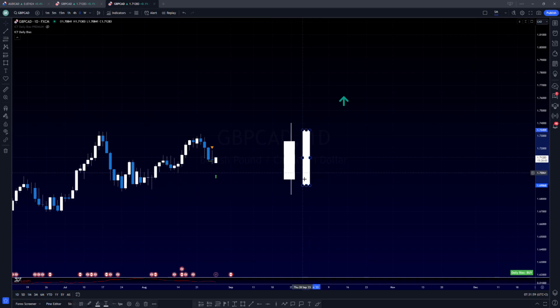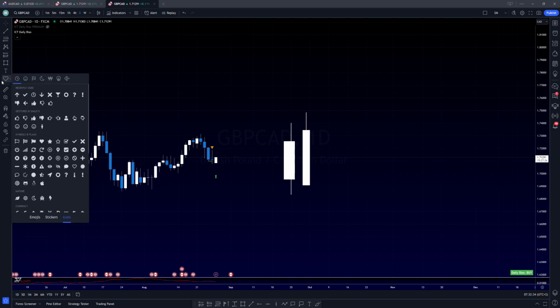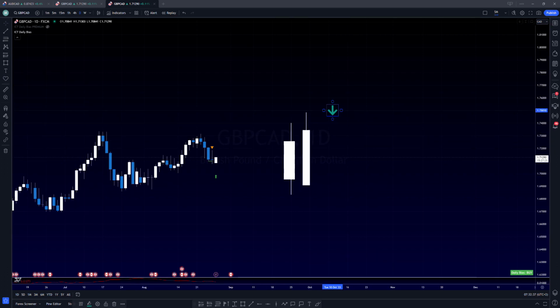Also, if the price wicked the previous low, so it only wicked, it didn't close below, but it wicked and retraced back, it means that the liquidity was taken, and it is also considered a bullish signal. If the price wicked only the high, then liquidity was taken on the high and the price reversed to the downside. So the daily bias should be bearish or sell, in this example.